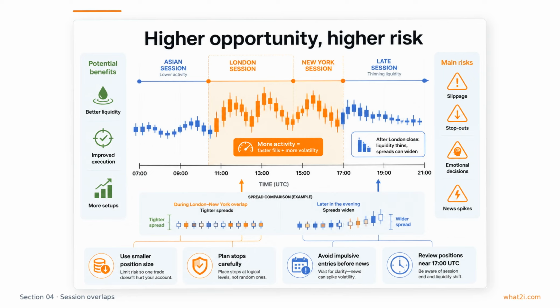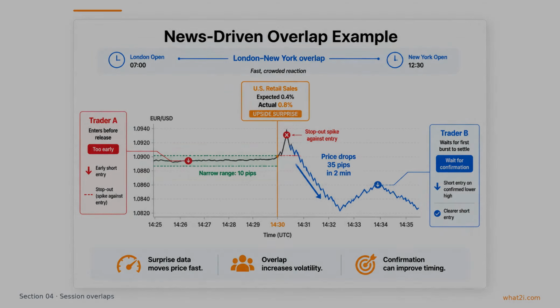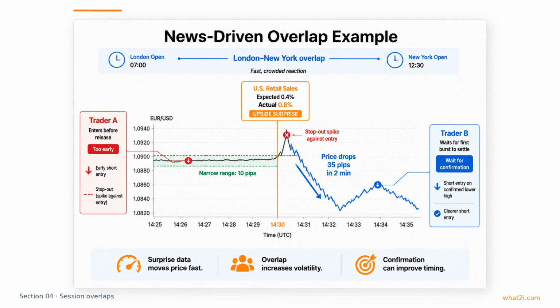Another important habit is reviewing positions near 17:00 UTC when London is closing and market behavior can begin to change. Opportunity is real during overlaps, but risk control has to rise with it. Imagine EUR/USD sitting in a tight 10 pip range at 14:30 UTC during the overlap while traders wait for US retail sales.